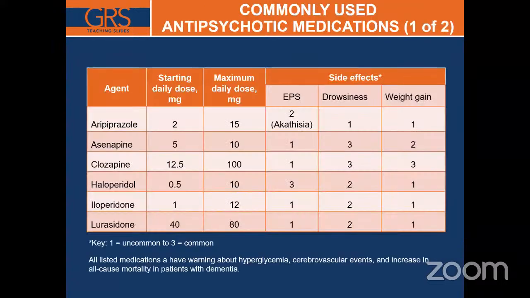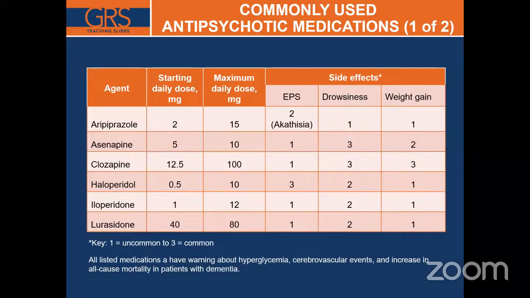We usually use the second generation antipsychotics because they have fewer extrapyramidal side effects than the first generation, but they can have some metabolic side effects. They are like olanzapine. Mainly they increase weight gain.